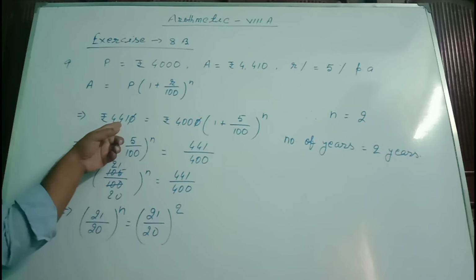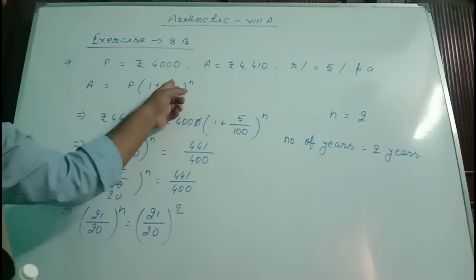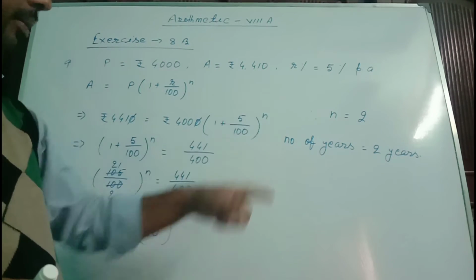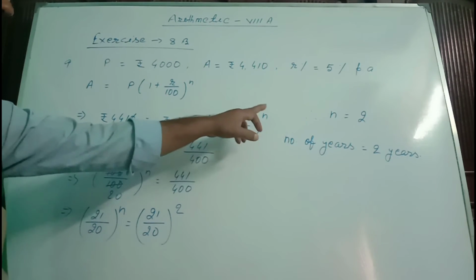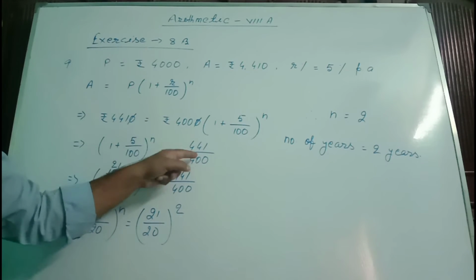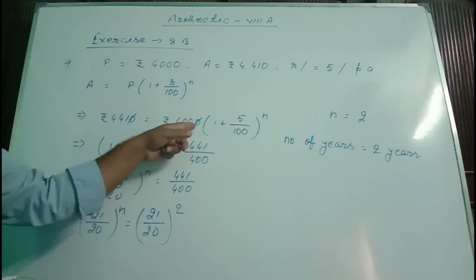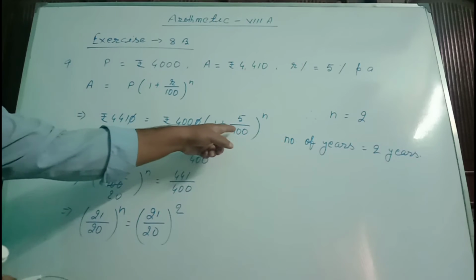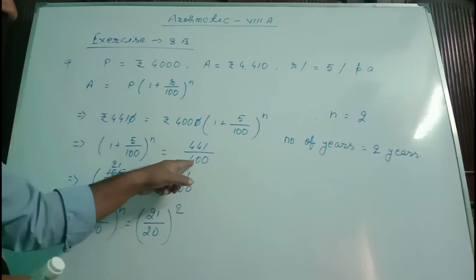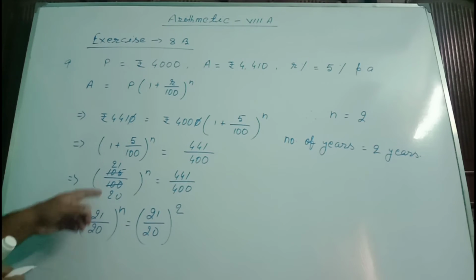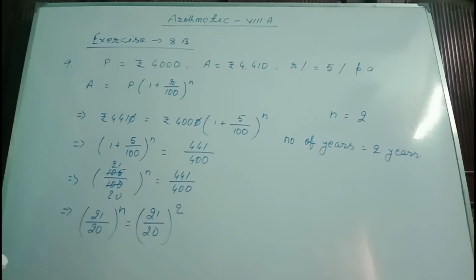At the place of A I kept 4,410, at the place of principal 4,000, 1 plus 5 by 100, R percentage 5, so 5 by 100 to the power n. In the next step, 1 plus 5 by 100 to the power n equal to, this will be divided by this, and here in this step this 0 and this 0 cancelled, 1 0 on this side and 1 0 on this side, both are cancelled. So 1 plus 5 by 100 to the power n equal to, this will be divided by 400, so 441 by 400. Now I simplified, this became 105 by 100 to the power n, and this is 441 by 400.